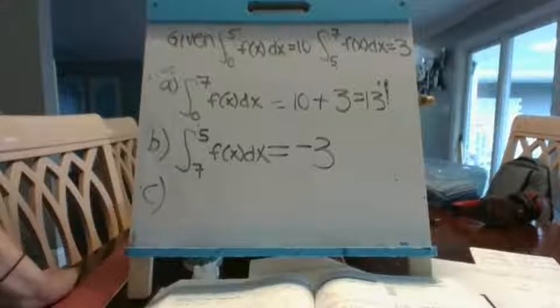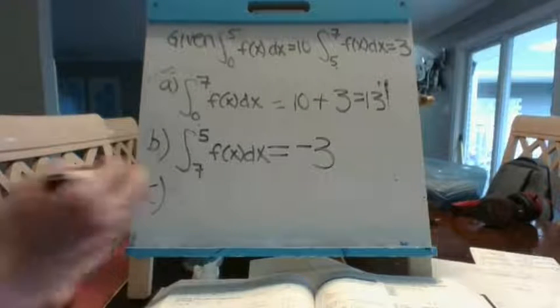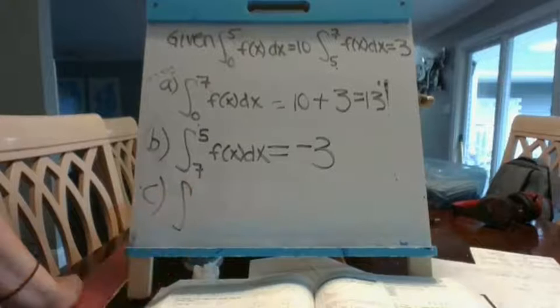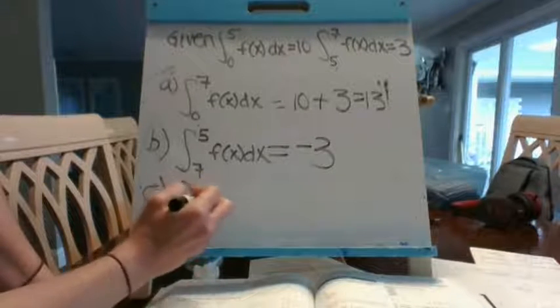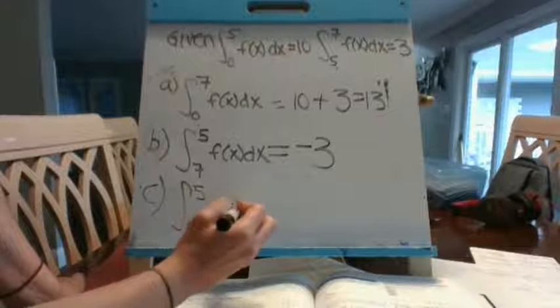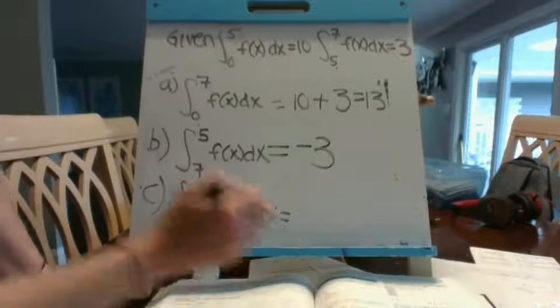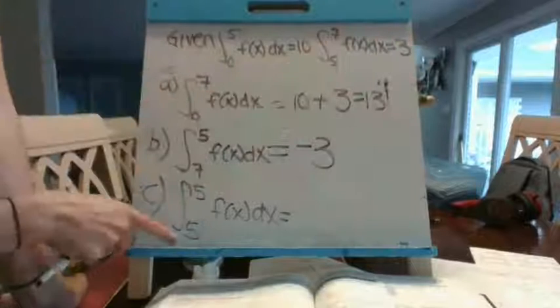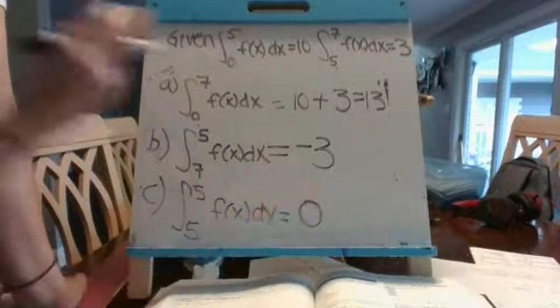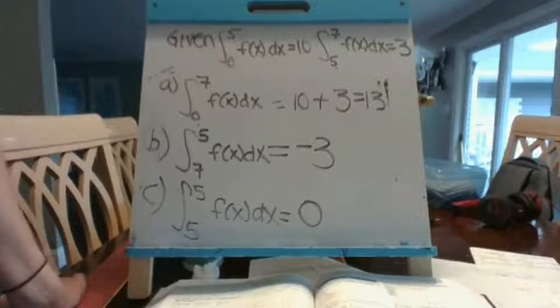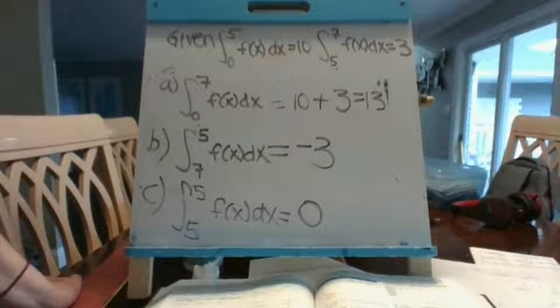And then one of the other properties from Monday was if the bottom number and the top number are the same. So if it said the definite integral from 5 to 5 of f of x dx, I'm not even going to use this information here, because if the bottom number and the top number are the same, then the definite integral is 0.